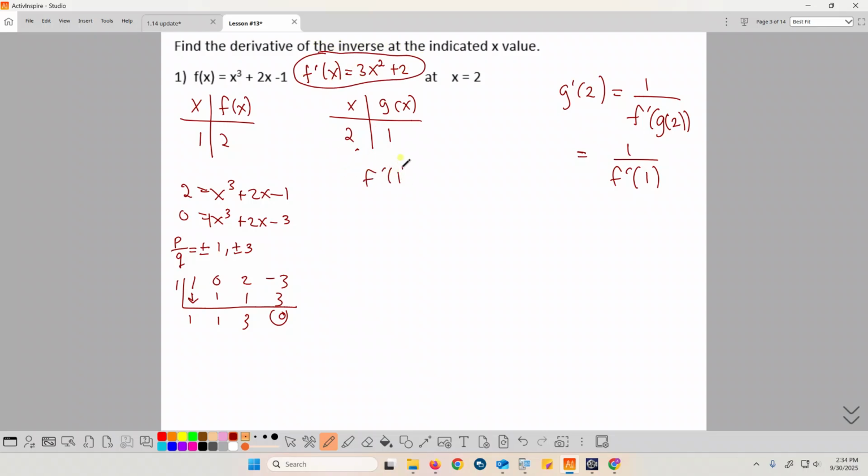So f of 1, I'm sorry, f prime of 1, that's going to be, let's see, 3 times 1 squared is just 3, plus 2 is 5. So that's the denominator here. So we're going to get that g prime of 2 is 1 over 5. All right, so that's how this works, okay? All right, we're going to do a few of them.